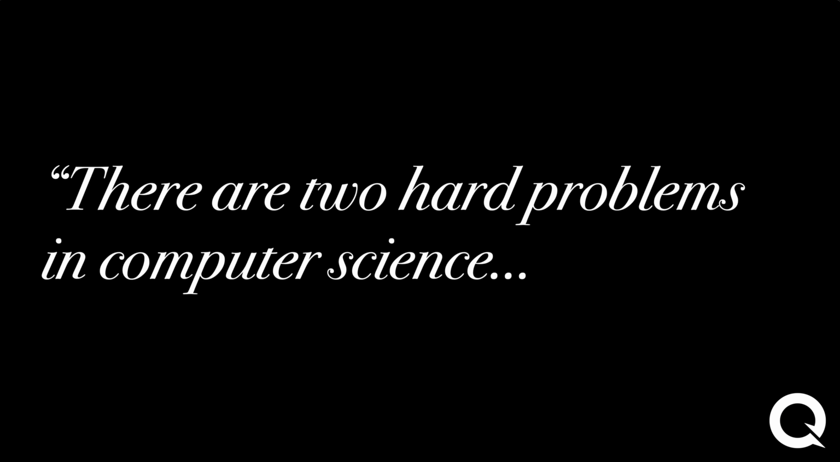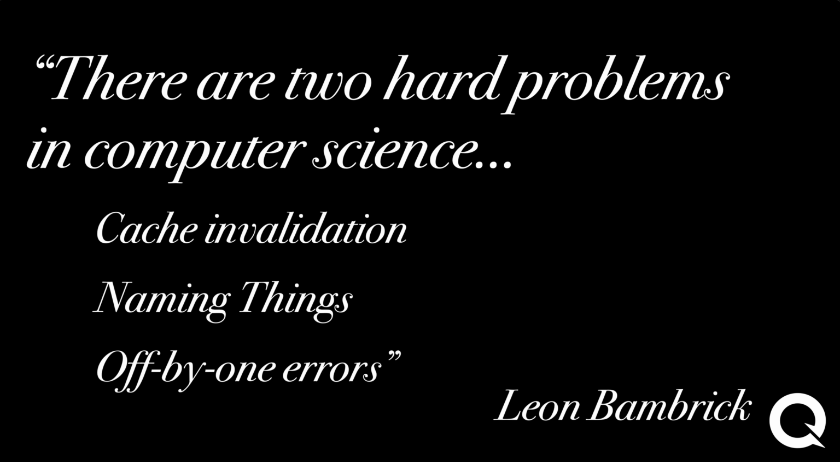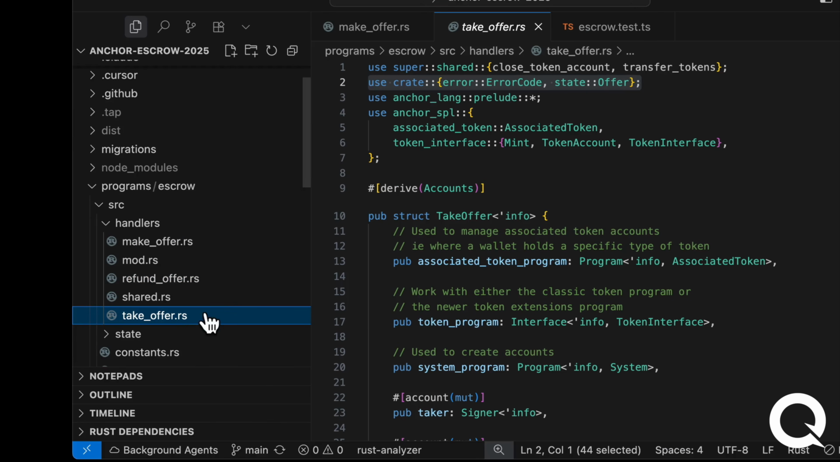It's been famously said that there's two hard problems in computer science: cache invalidation, naming things, and off-by-one errors. And Solana generally is not very good at the naming things part. So what I like to do is rename the instruction functions instruction handler. In fact, if you look at the programs that I make, the instructions directory is actually called handlers.